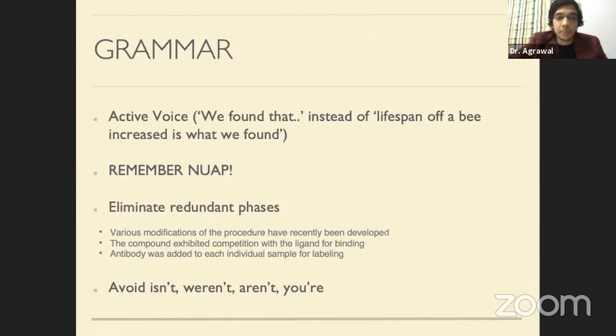And instead of saying that the compound exhibited competition with the ligand for binding, I would say instead the compound competed with the ligand for binding, right? And instead of saying antibody was added to each individual sample for labeling, I would just say samples were labeled with antibodies, right?